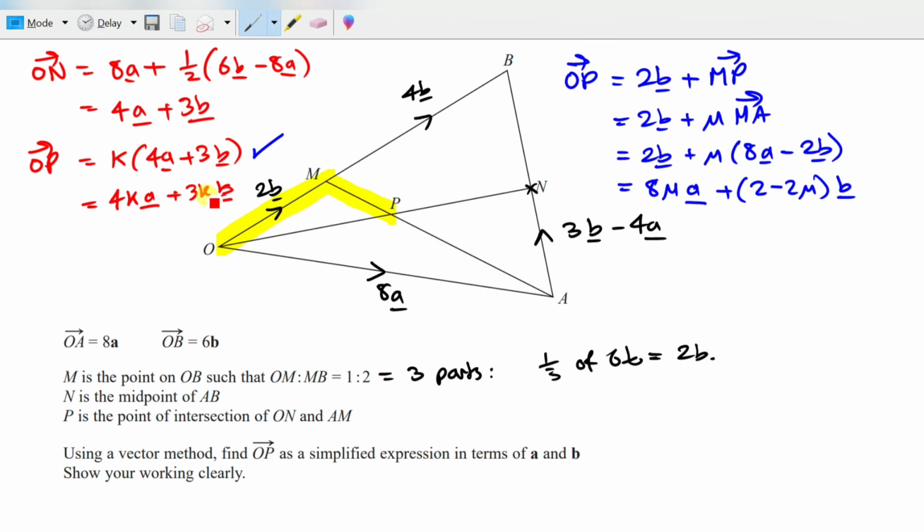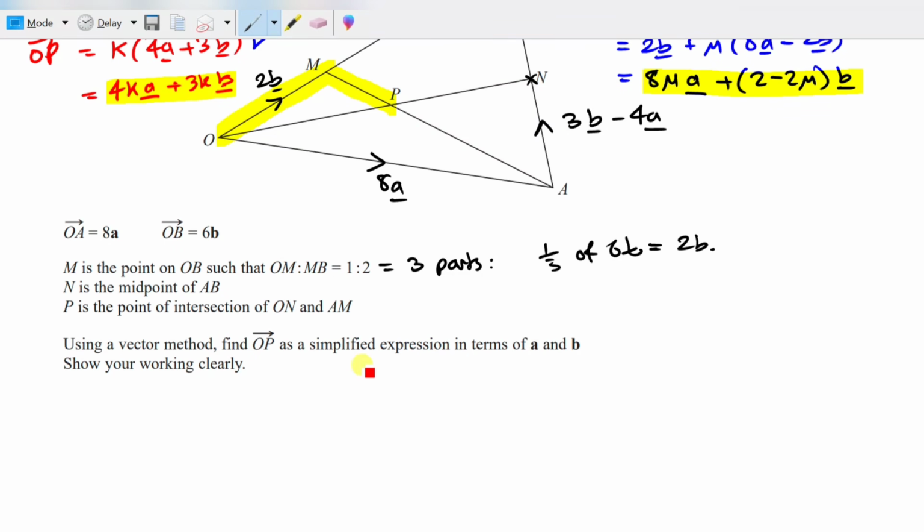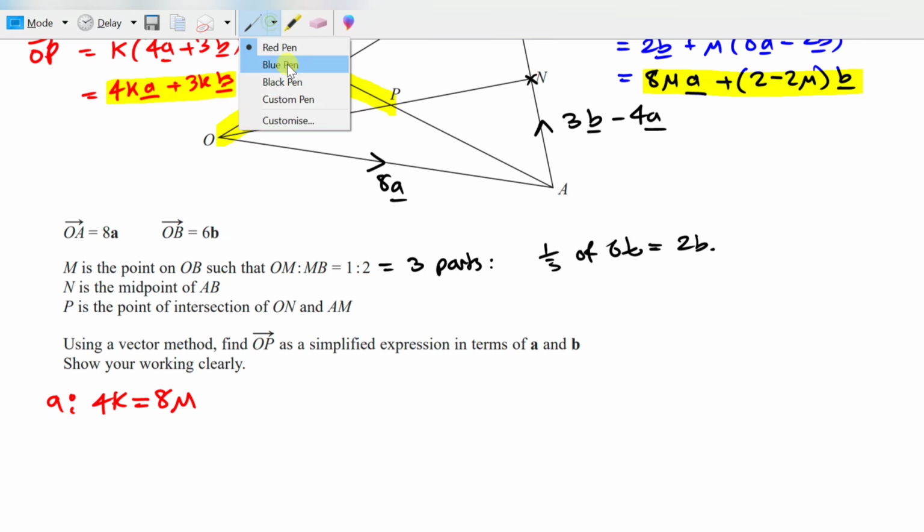Okay, so we're almost done, guys, now. Now the question is, what do we do next? We've found two sets of equations, which is perfect. This is the one OP equation, and this is the second OP equation. Now all you have to do is solve this in terms of coefficients. So we look at the A's, we match up the A's. If we look at the A terms, in front of the A we've got 4K, and it has to equal 8 mu. So 4K has to equal 8 mu. And if we look at the B's as well, we can see that we need 3K for the B's, and it has to equal 2 minus 2 mu.